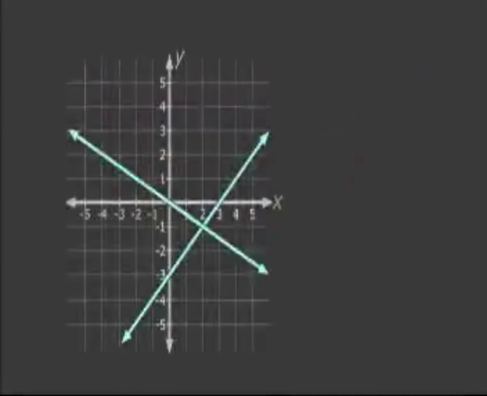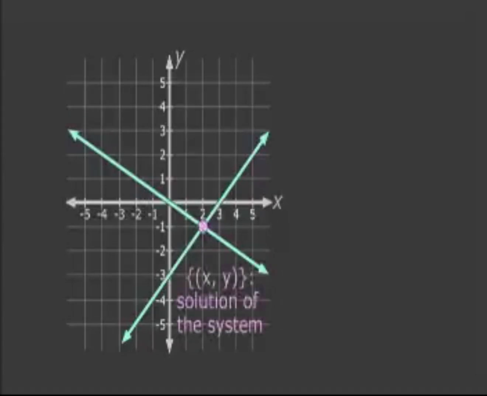A system of two linear equations in two variables often involves a pair of straight lines in the plane. The solution set of such a system of equations can be determined from the graph and is the set of all ordered pairs of coordinates of points which lie on both lines.